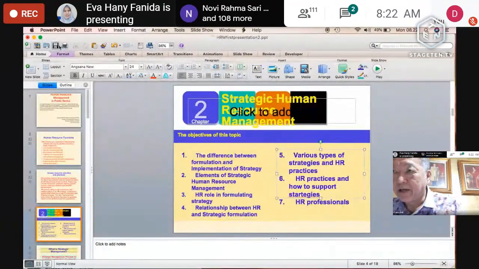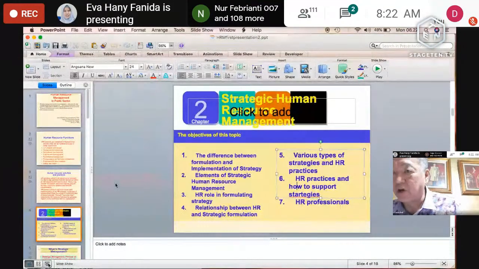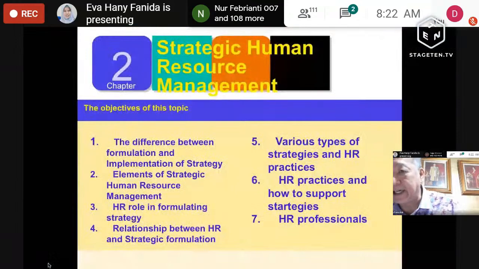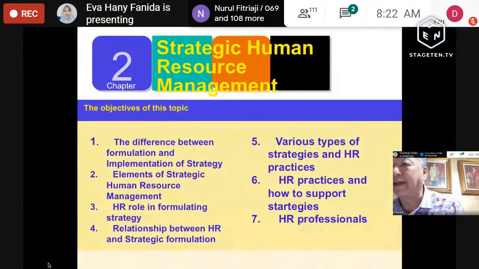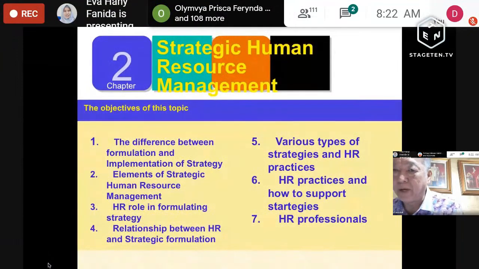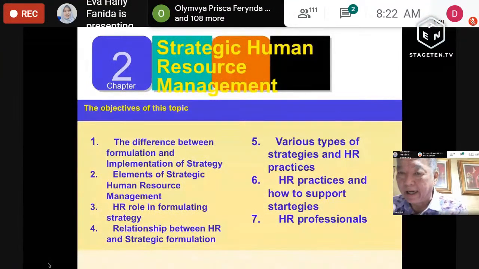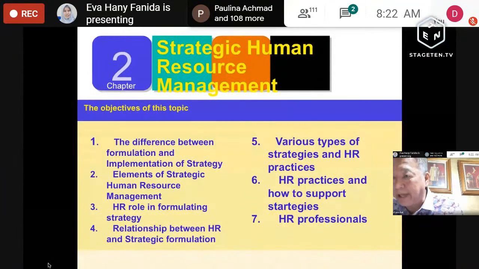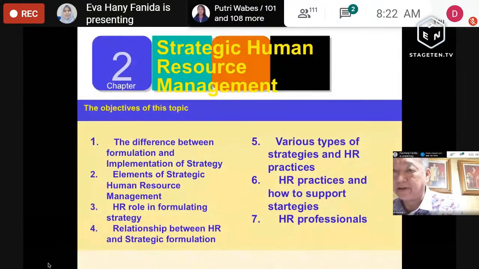So we have organization strategy, and we also have business strategy. It depends on how big the organization is. Right now we are going to talk about the HR department, and how to link them with the others level, the organization level, something like that.